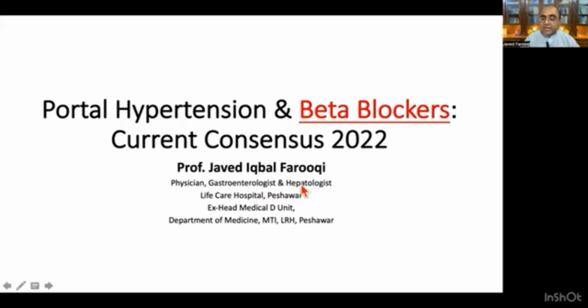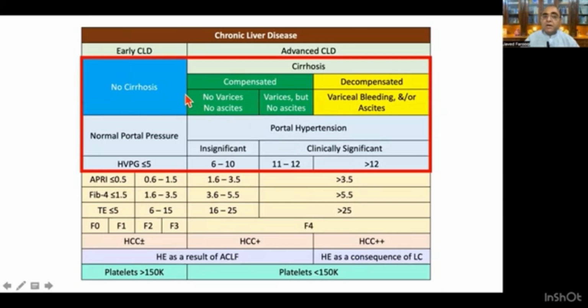So, as I said, today's discussion is about the important aspects of beta blockers in portal hypertension. We learned in the first part of the discussion that the hepatic venous pressure gradient determines what is the stage of the chronic liver disease. If it is less than 5, it means there is no cirrhosis and it's a normal portal pressure. But if it is more than 5, then the patient has got advanced chronic liver disease or cirrhosis.